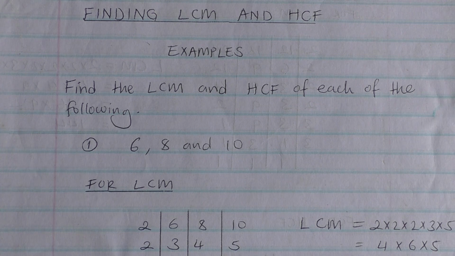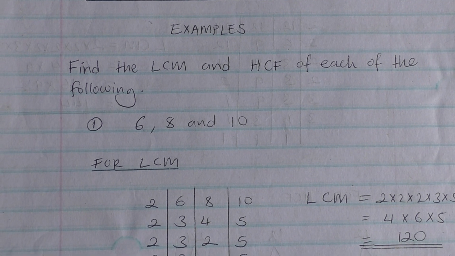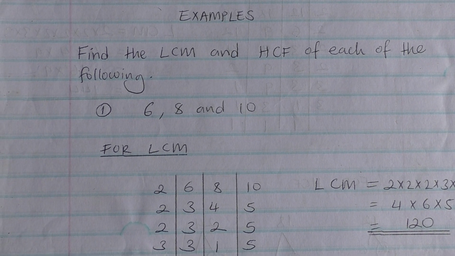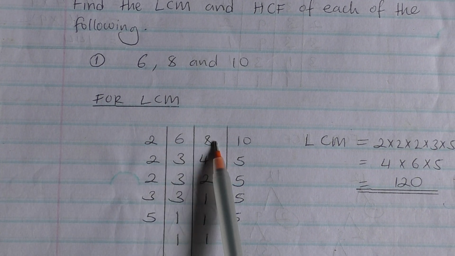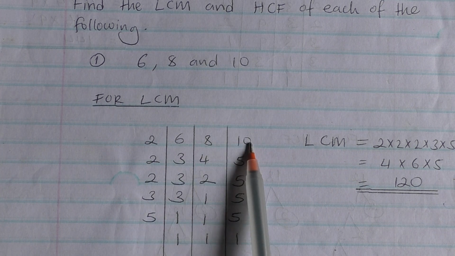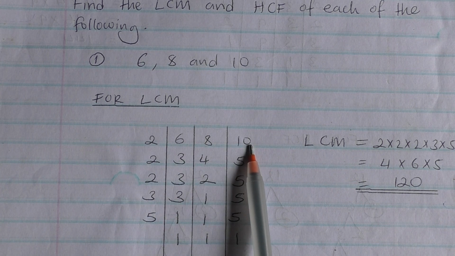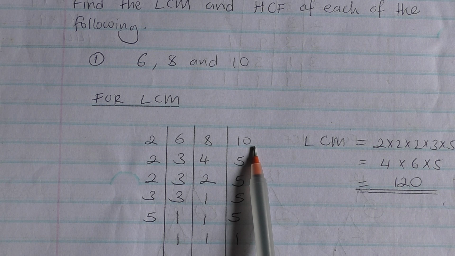So this is the way we get it. We shall use the ladder method, which is the simplest method. We can also use the listing method, where we list the multiples of all the three, but it is time consuming, and as a scientist we must be time conscious. So let us use the ladder method. We shall decompose these 6, 8 and 10 by their prime factors.